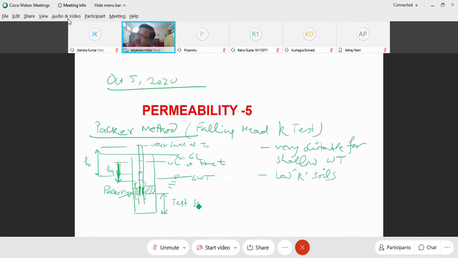This is called the test section, and this is equal to D, where D is the diameter of the borehole. Now the packer's length is normally this length. This length is normally 5 times D.